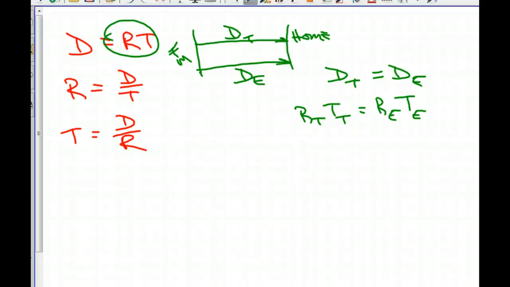So for instance, if Elias rode his bike 20 miles an hour and it took 3 hours, how far did he go? 60. If Tim rode his bike 30 miles an hour for 2 hours, how far did he go? Okay, so they both went the same distance, it's just their times and speeds were different. But when you multiply them, you'll get the same number. Okay? So there's another way to write that Tim's distance and Elias's distance were the same.